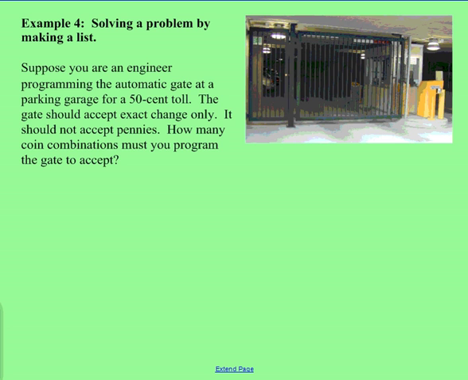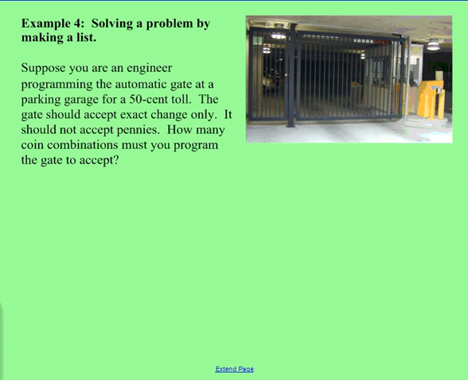In our next example, we're going to solve a problem by making a list. This is certainly a reasonable method for problem solving. Suppose you are an engineer programming the automatic gate at a parking garage for a 50-cent toll. The gate should accept exact change only. It should not accept pennies. How many coin combinations must you program the gate to accept?